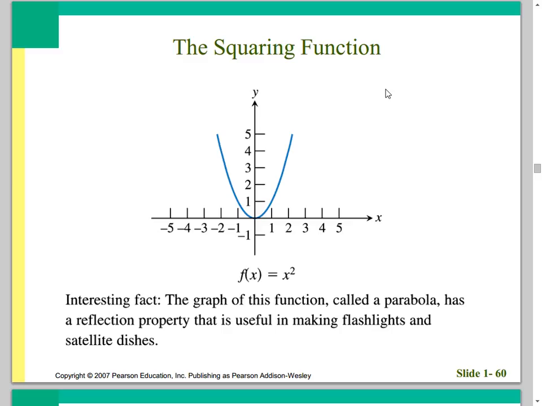You can make a lens and focus the light in a certain way using a parabola. Okay? And satellite dish signals are electromagnetic radiation, which is like light. So the same properties that apply to a flashlight would apply to a satellite dish. That's why satellite dishes are always curved, because it focuses in on that one point, the focal point. Okay.